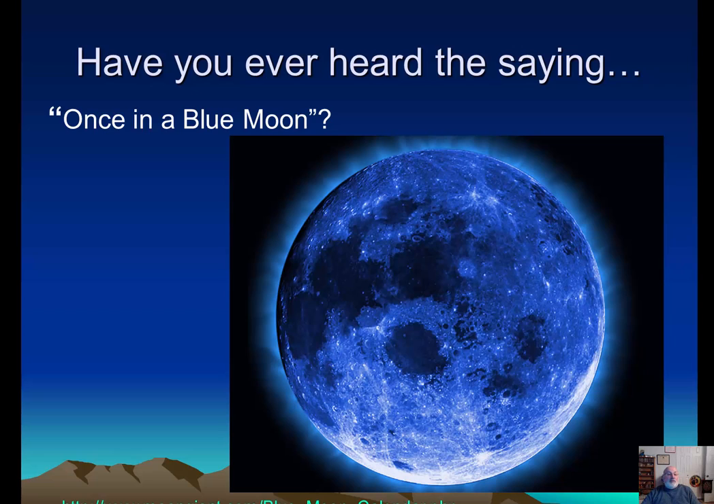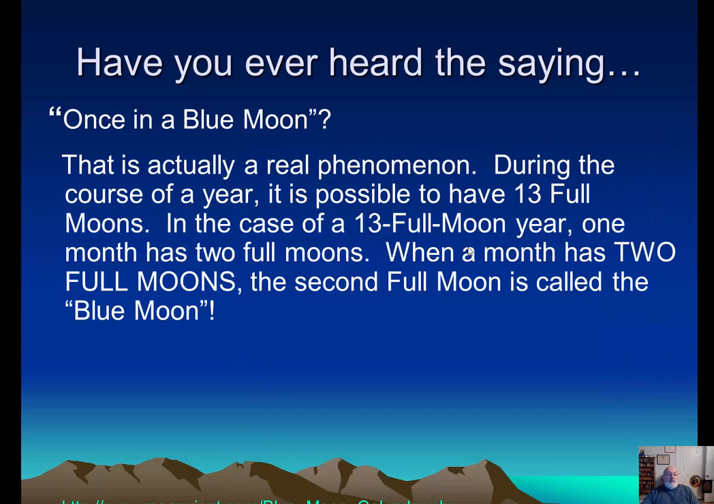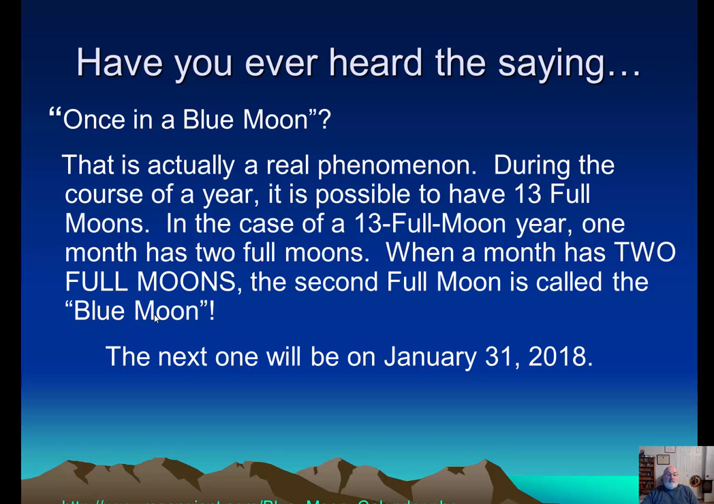Okay, and have you ever heard of something called a blue moon? Once in a blue moon especially, and again, this is a picture of the full moon. It's tilted a little off center, but it's an artistic view of a blue moon. Blue moon actually is a real phenomenon. It happens when we actually get 13 full moons in a year. And this means that if we get 13 in a full year, we may actually get a month with 2 full moons. And that second of the 2 is called the blue moon.